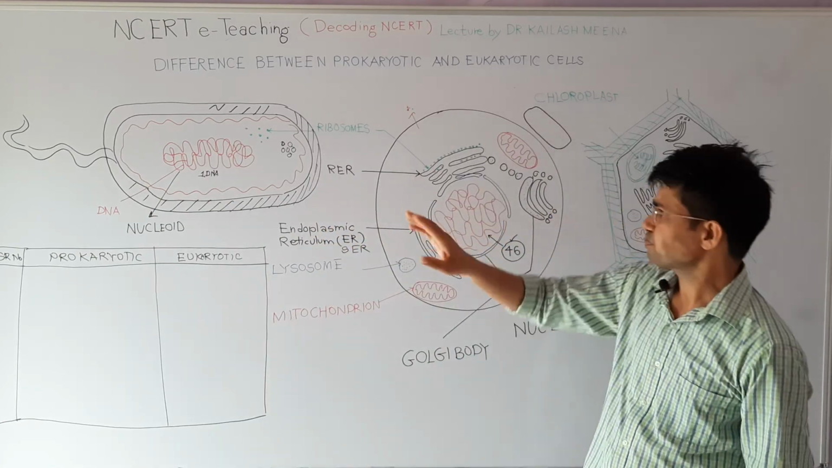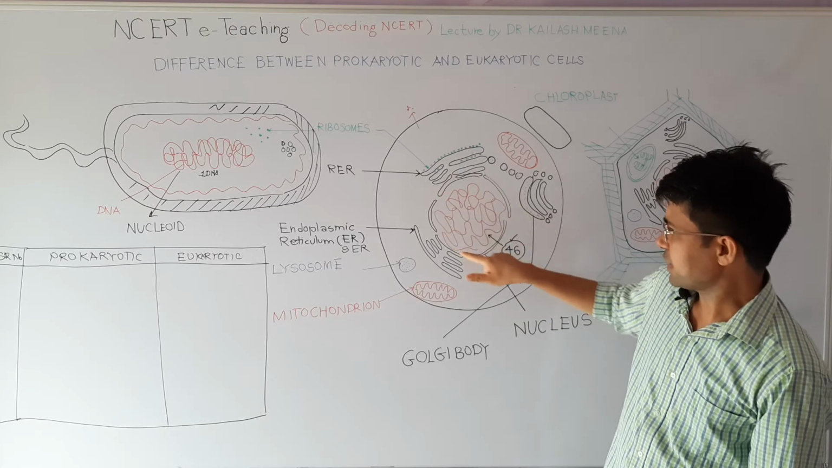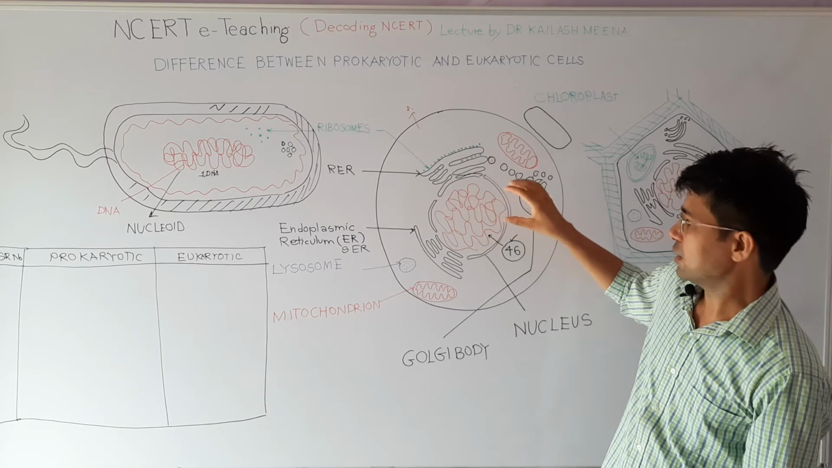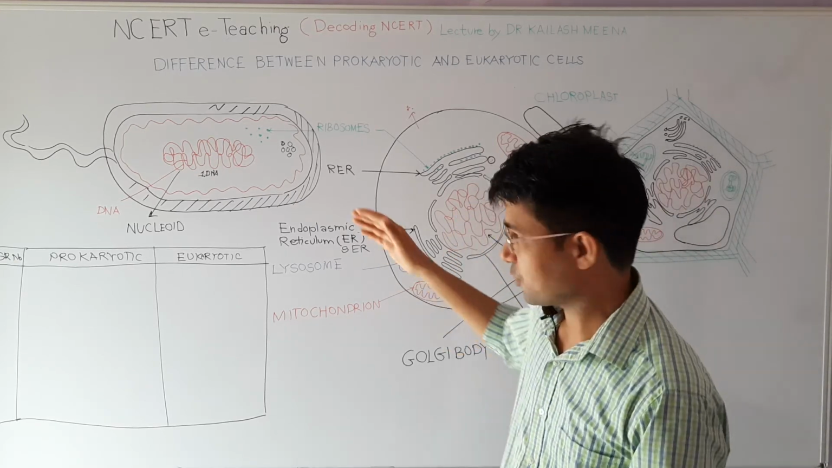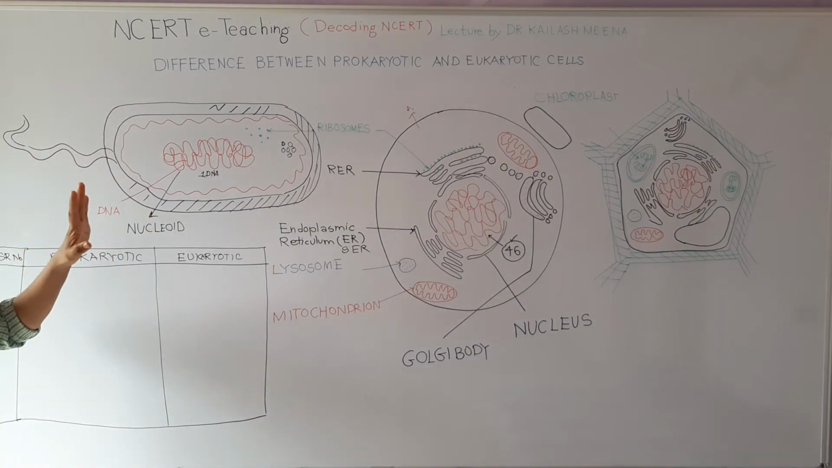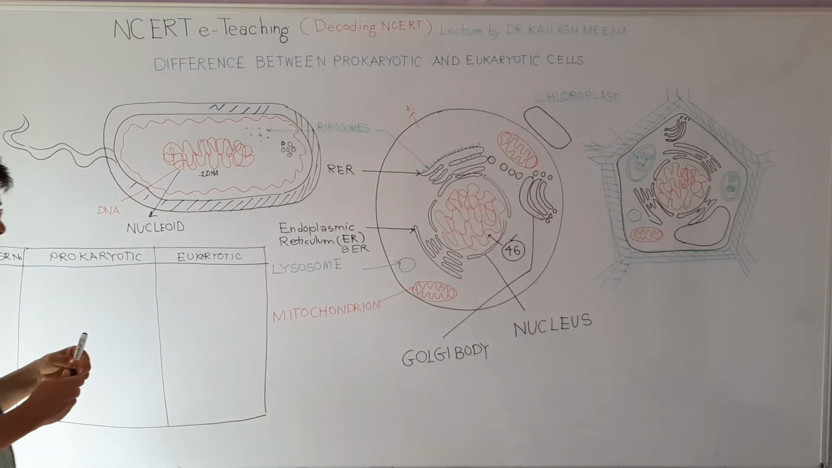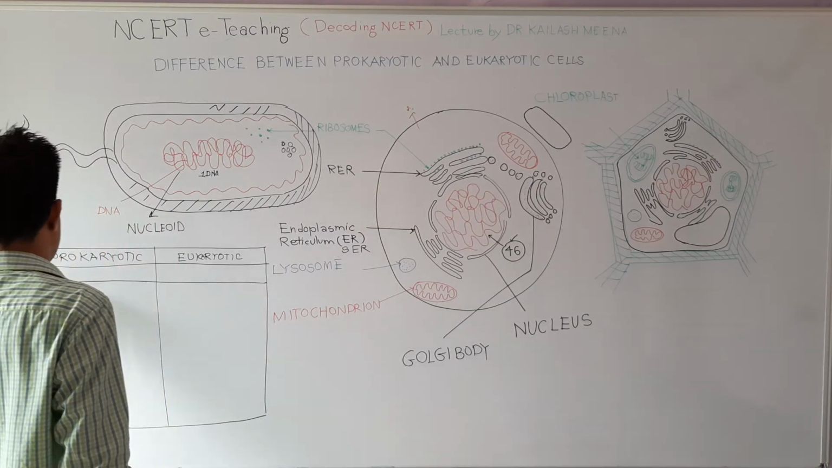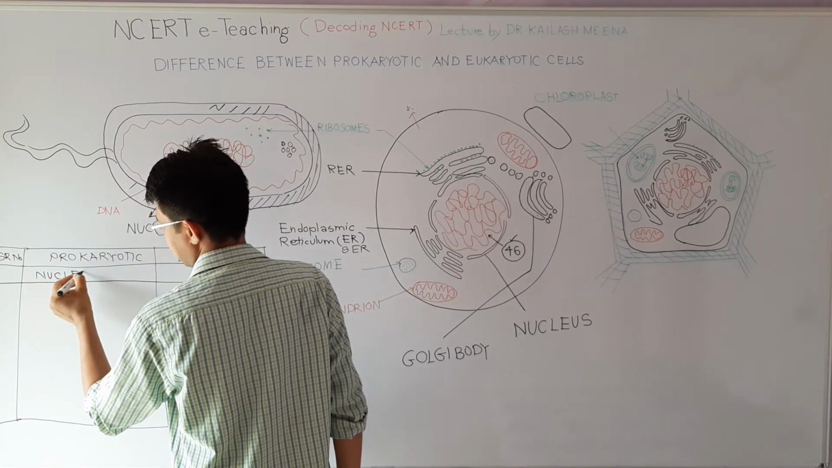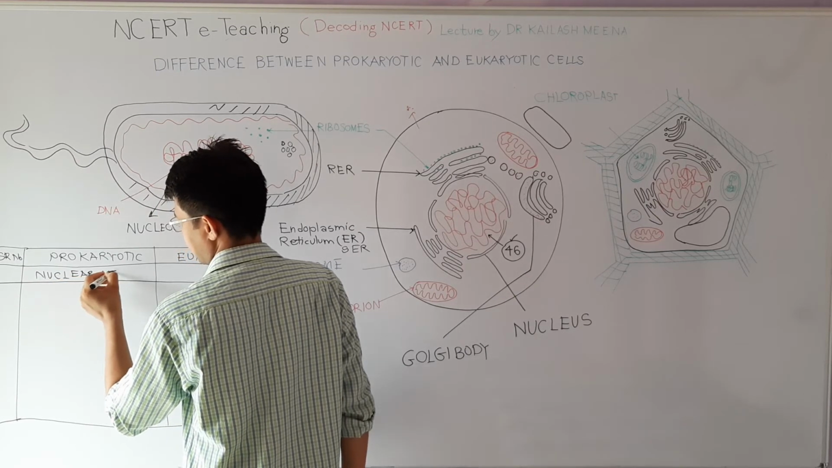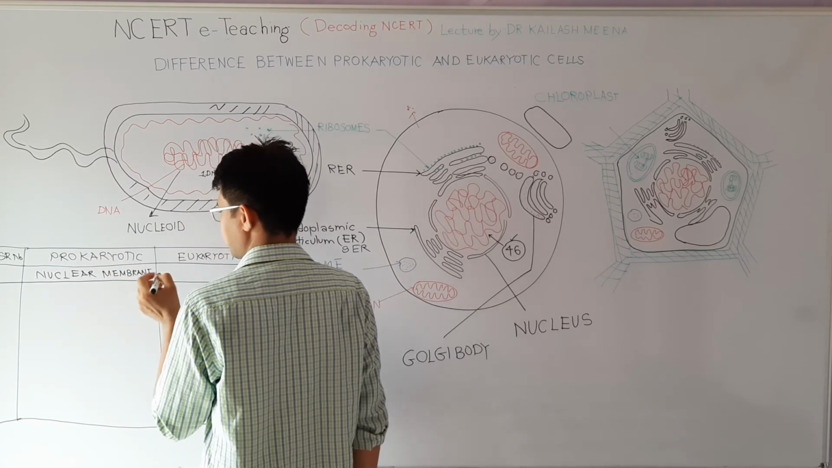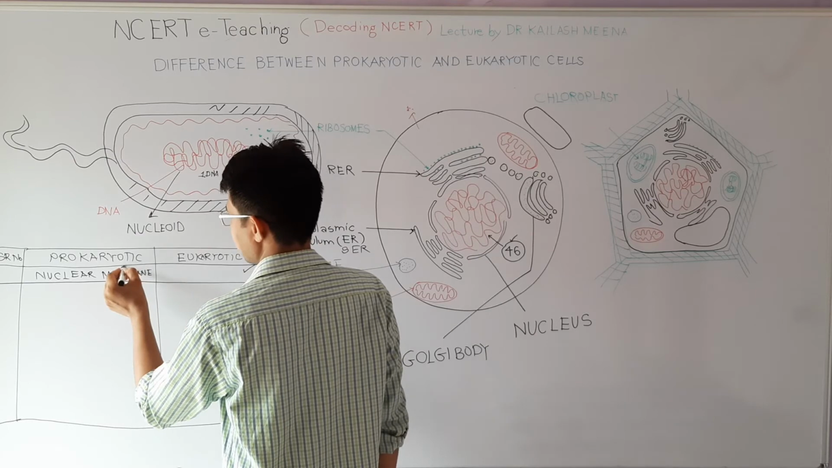So first difference, eukaryotic cells have a nuclear membrane, or we can say eukaryotic cells have a true nucleus, or a nucleus. And prokaryotic cells don't have a nucleus, or nuclear membrane, or true nucleus. All things are same. True means having nuclear membrane. So the first difference is about the nuclear membrane. It is present here and absent in prokaryotic cells.